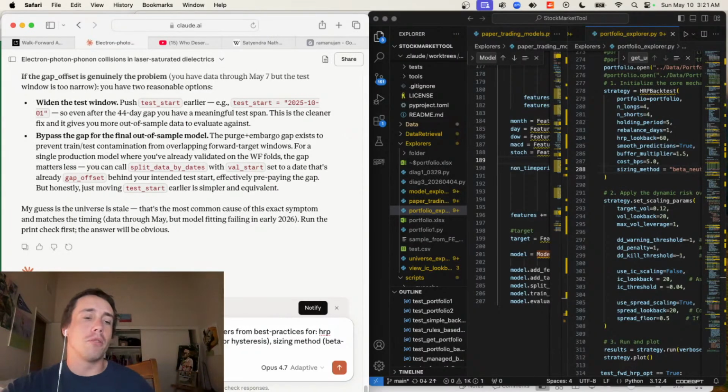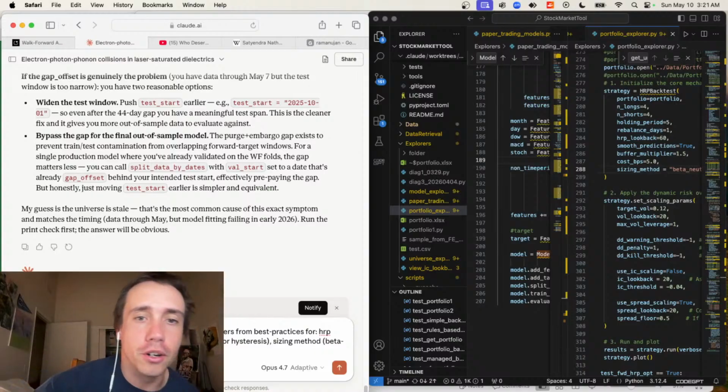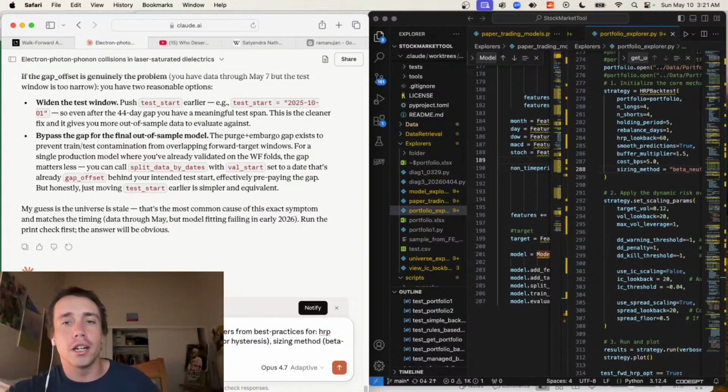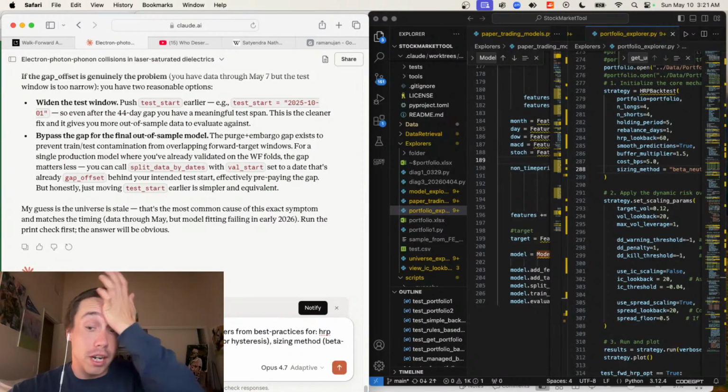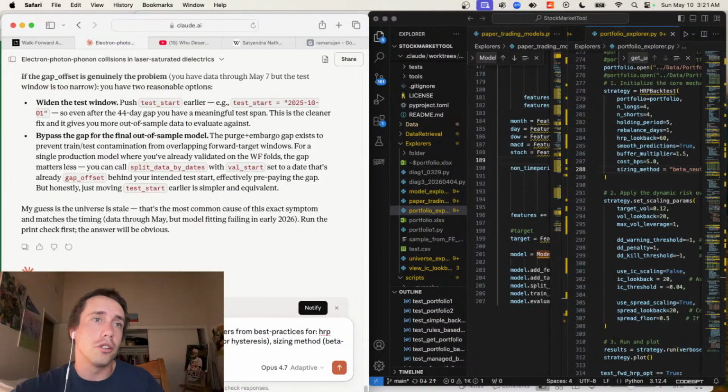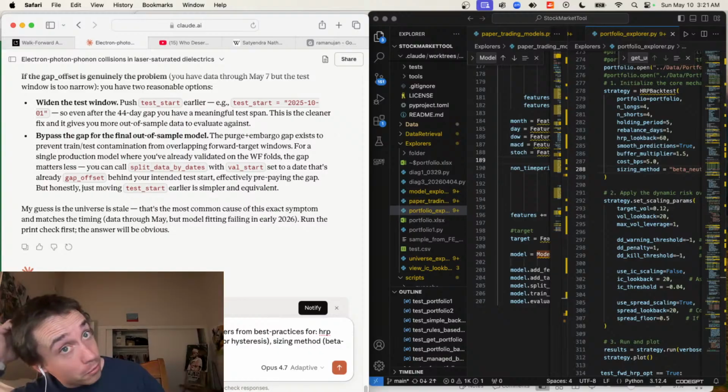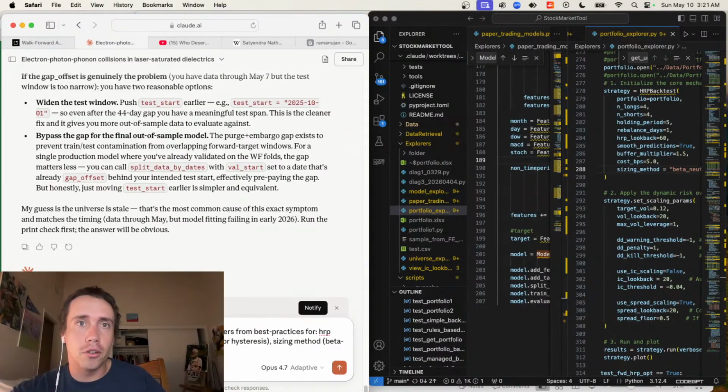And for a model that's trained all the way through the current time, probably I should just be using first principles on that. If it's trained up to the current time, then I'm training on previous data. You run into that problem with the training data. Prediction smoothing, buffer multiplier, sizing method, beta neutral or dollar neutral.